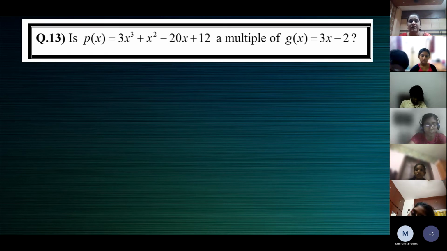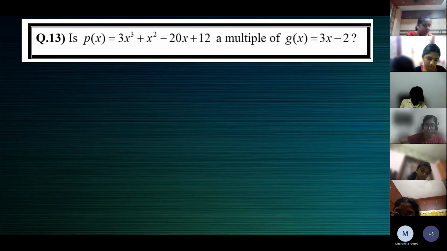So since we only need the remainder, we can use the remainder theorem. You don't have to do the long division. Please use the remainder theorem and find the value of whatever you have to find. Please work and tell me the answer. Please use remainder theorem and find the remainder when p of x is divided by g of x. Quick.